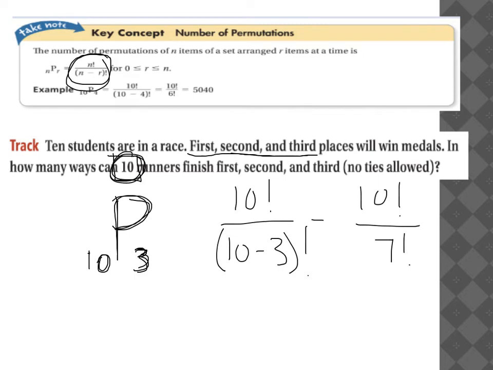And you're still going to get the same answer as if you did 10 times 9 times 8. So for this problem, we have 720 different ways that we could pick a first, a second, and third place runner.